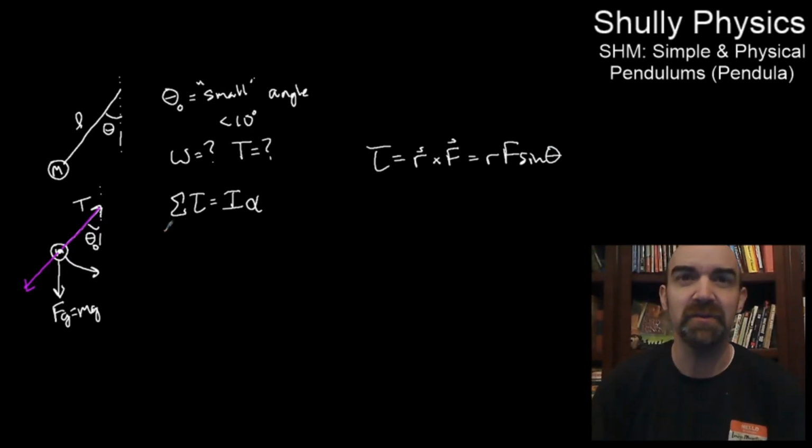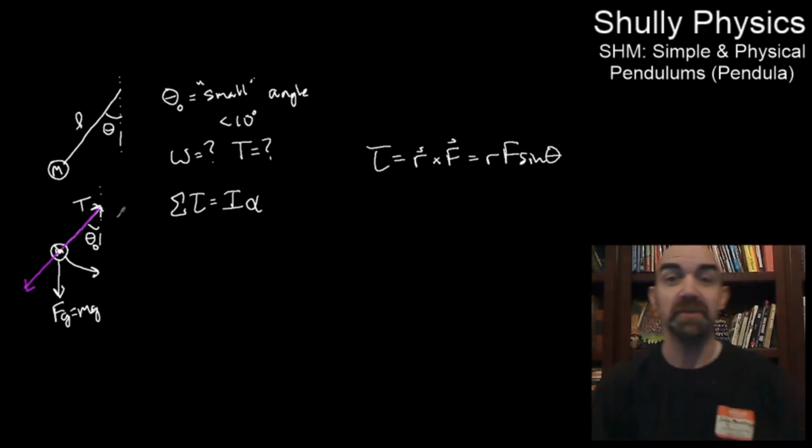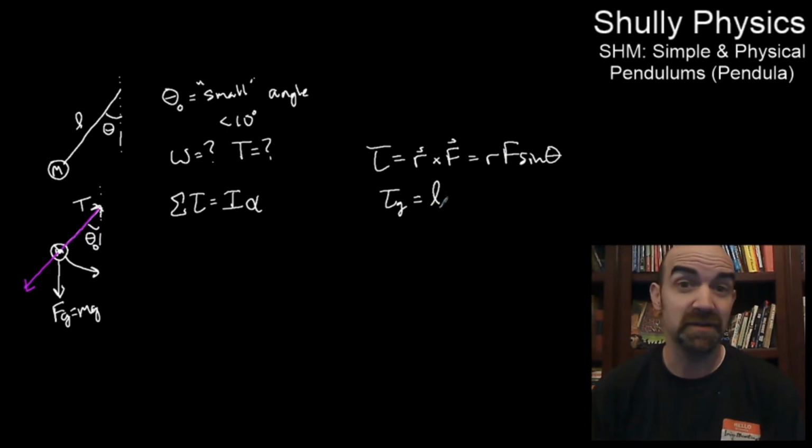And all we're left with is the torque from this weight. The weight is applied out here on the mass, and it's at a torque arm of the length of the string away. So if we apply that, the torque due to the weight, torque due to gravity, would be R, in this case the length of the string, distance to the mass, times F, which is mg, and sine of the angle between them.